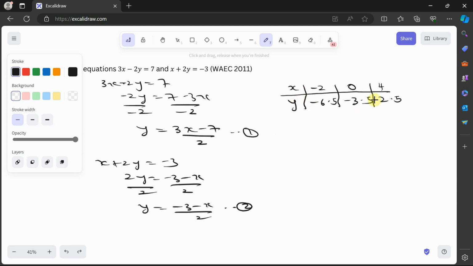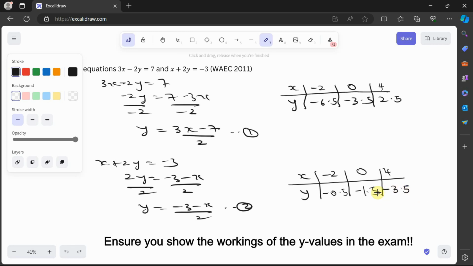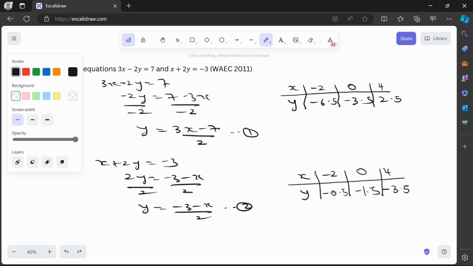So I have the points for this first one. Now the points for the second one, I'll come here and say when x, let me still maintain the same points. So when x is minus 2, when x is 0, when x is 4. So this is y. When x is minus 2, minus 3 plus 2 divided by 2, that will give you minus 0.5. When x is 0, y is equal to minus 1.5. So minus 7 divided by 2, that will give you minus 3.5. So you can say I can easily find all these points on the graph sheets. Please be very, very careful about the points that you use.